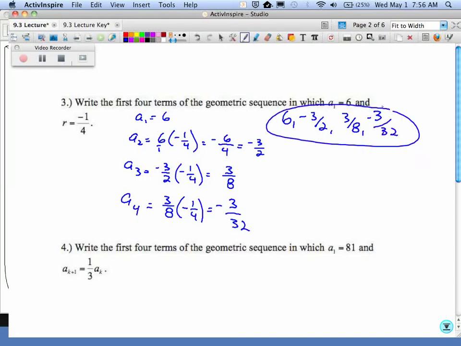So the question is, why am I not using the geometric formula? And I can for a sub 4. So I could go to a sub 4 and I could write down first term 6, R value -1/4, and then you do n minus 1, so 4 minus 1. So what you're really looking at is 6 times -1/4 cubed.